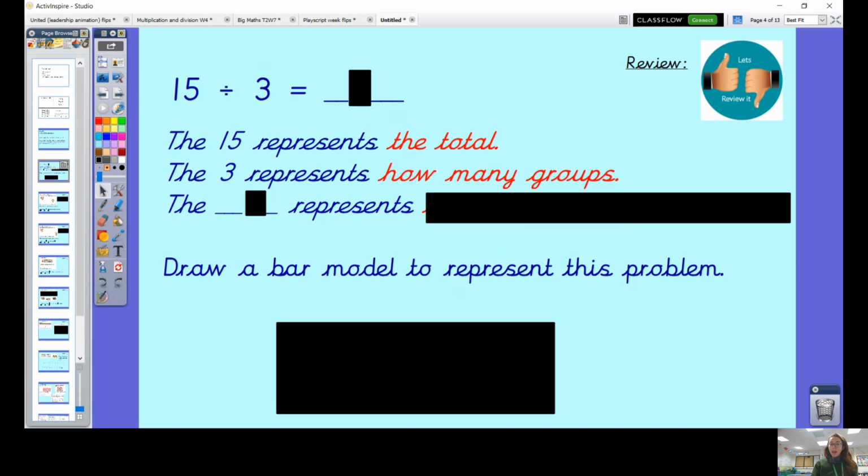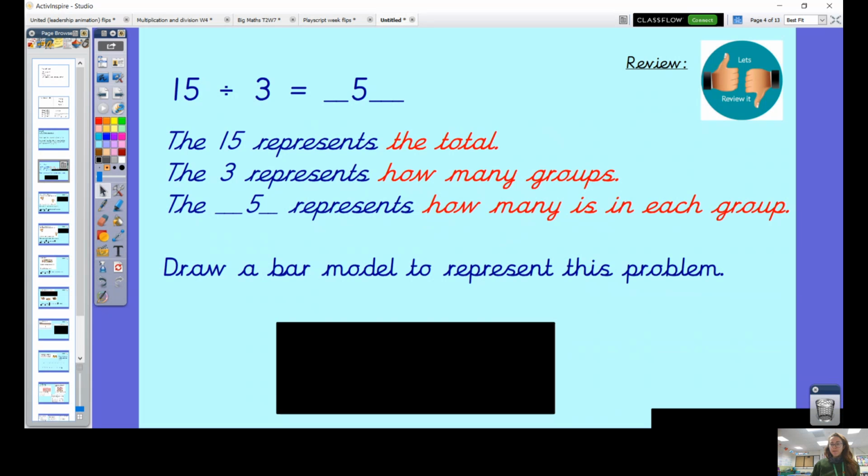You could have a little go at calculating this with your pencil or with your objects you've got in front of you, and some of you might even know the number fact already. Pause the video if you want to have a little go at calculating that. If you don't know the number fact, the answer is 5. 3 goes into 15 5 times. What does that 5 represent? Yeah, the 5 represents how many is in each group.